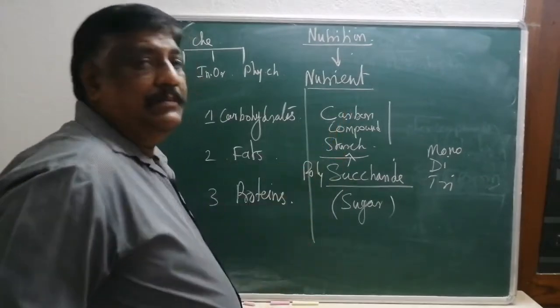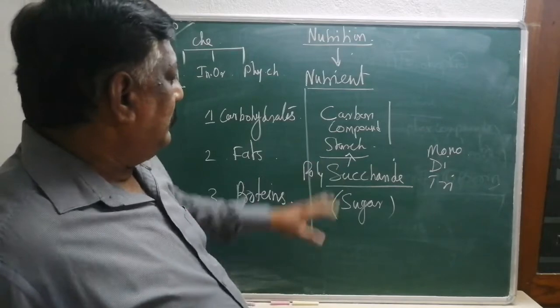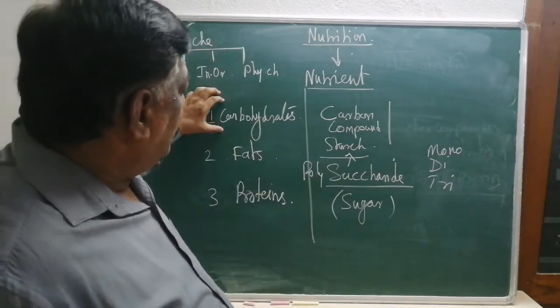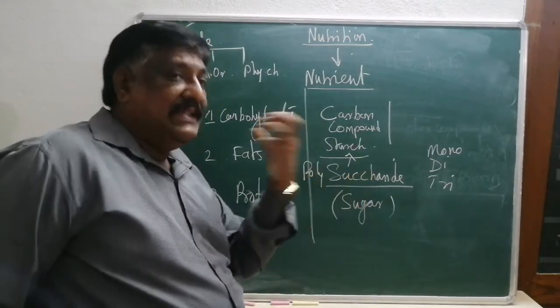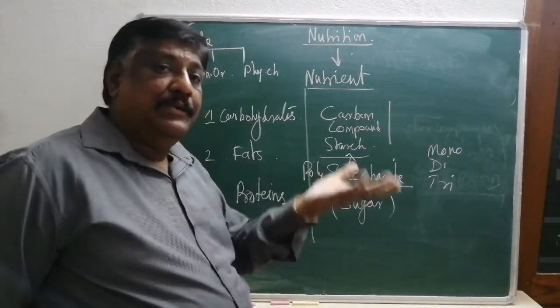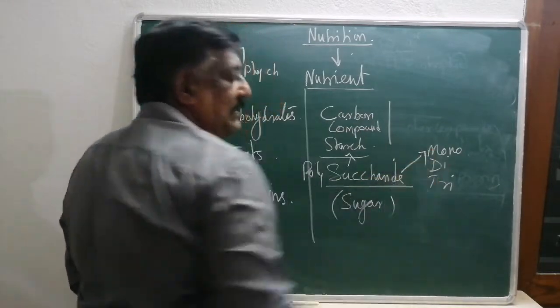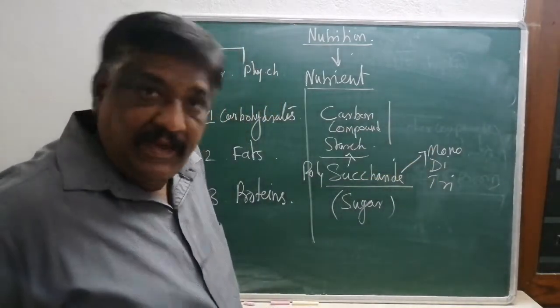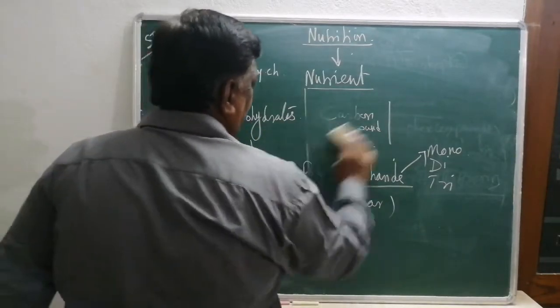So we use the term monosaccharide, disaccharide, polysaccharide. So the plant prepares the food in the form of polysaccharide. We consume polysaccharide. What we have to do? We have to break this into monosaccharide. That is digestion. Understand? Okay. So this is regarding carbohydrate.